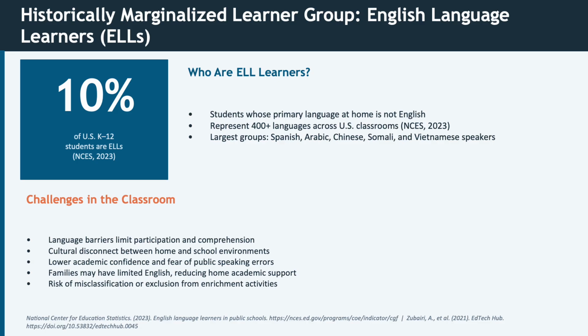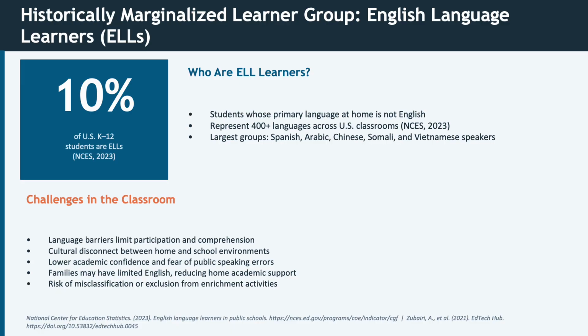The marginalized learner group I'm focusing on is English Language Learners, or ELL students. According to the National Center for Education Statistics, ELL students make up about 10% of the K-12 student population in the United States, representing over 400 different languages. The largest groups include Spanish, Arabic, Chinese, Somali, and Vietnamese speakers.